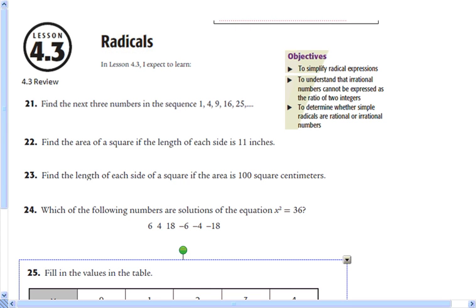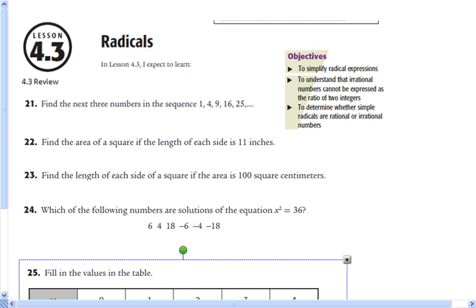All right, this is lesson 431, radicals. In this lesson, you're going to learn how to simplify radical expressions, understand that irrational numbers cannot be expressed as the ratio of two integers, and you will learn to determine whether simple radicals are rational or irrational numbers.